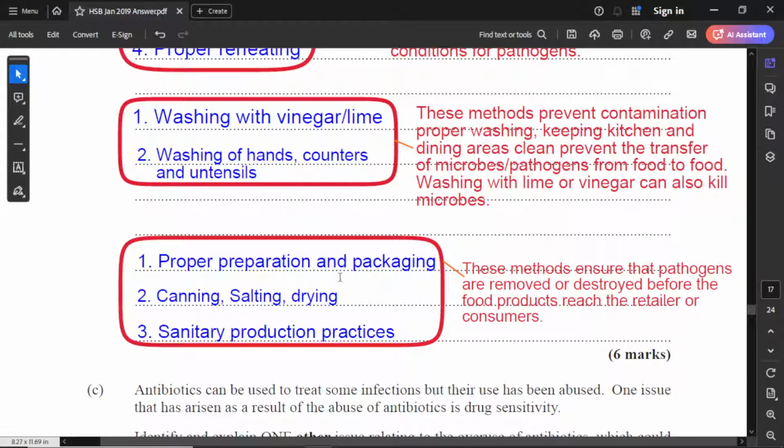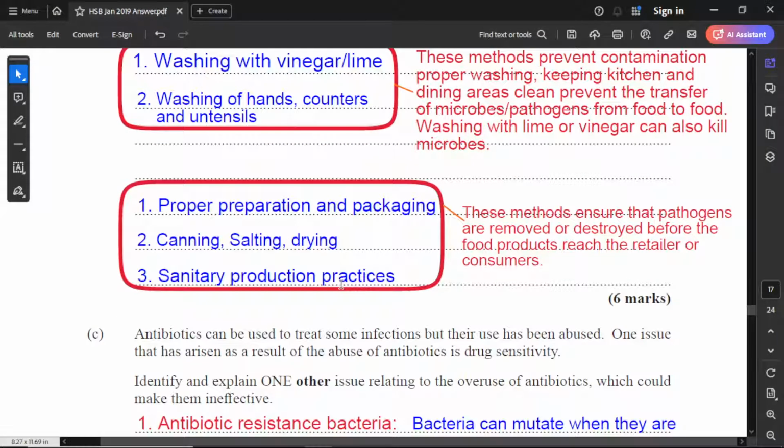And so another way here is also in preparation. So proper preparation and packaging is also important. And so canning is a good way that you can use, because canning generally uses heat as well. Salting process, you can salt some food, especially meat, and salty conditions will also kill bacteria. Drying process will also kill bacteria as well, because they need moisture to survive for the most part.